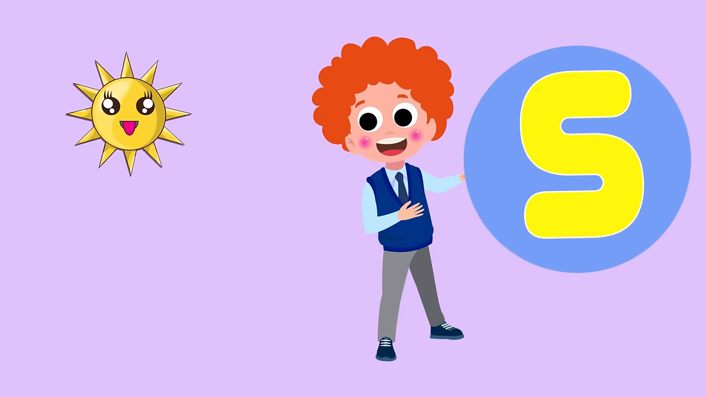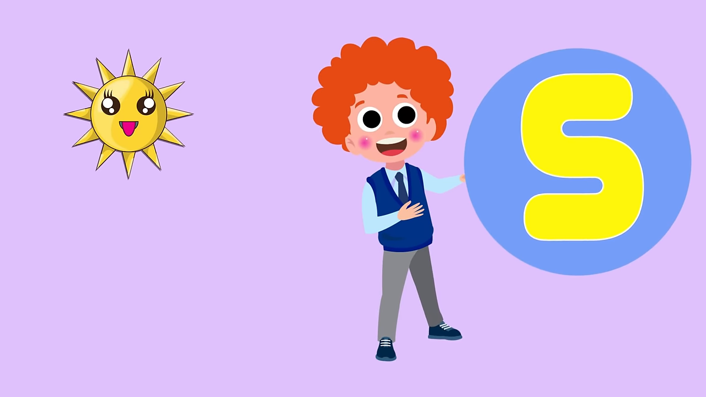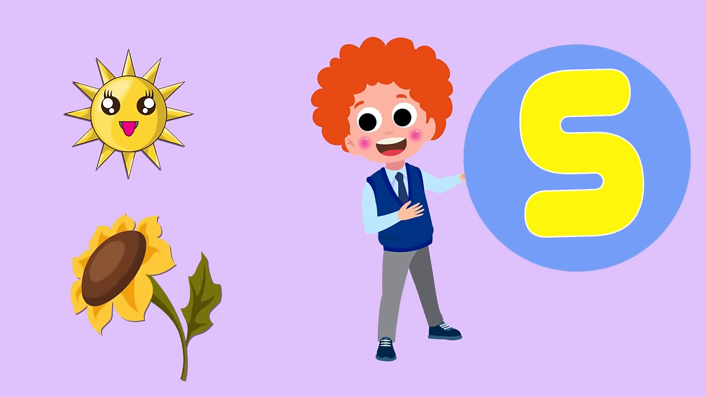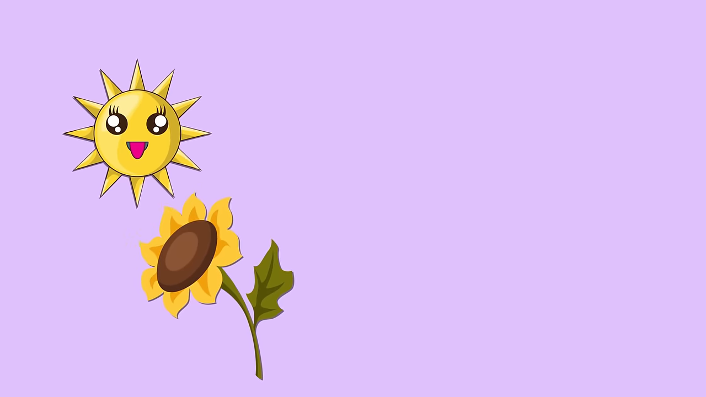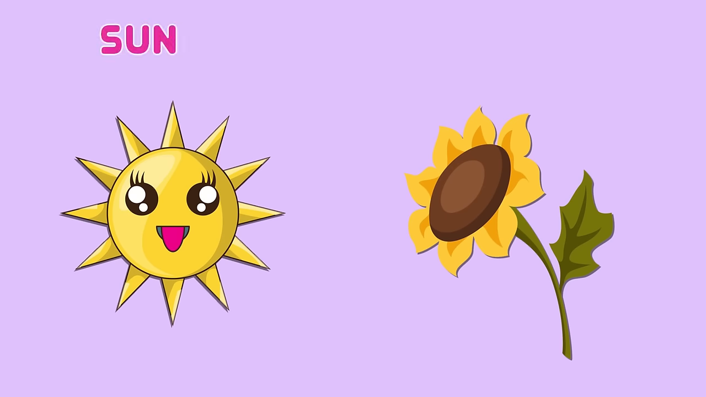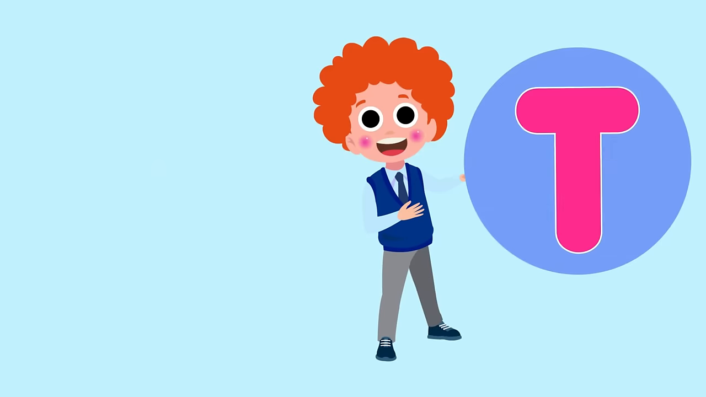S is for sun. S, s, sun. S is for sunflower. S, s, sunflower. S is for s, s, s, s, sun. S is for s, s, s, s, sunflower.